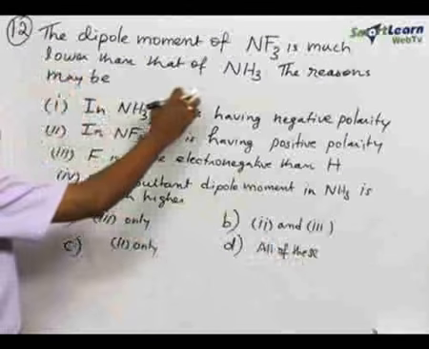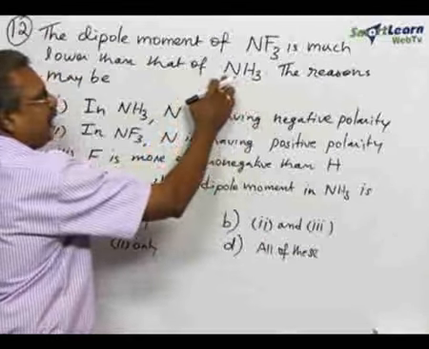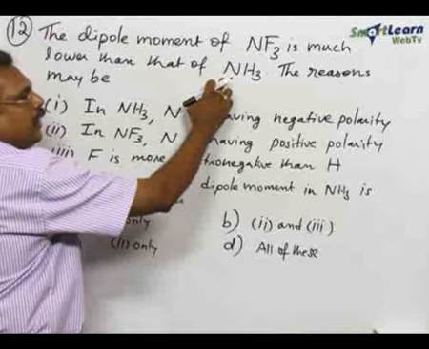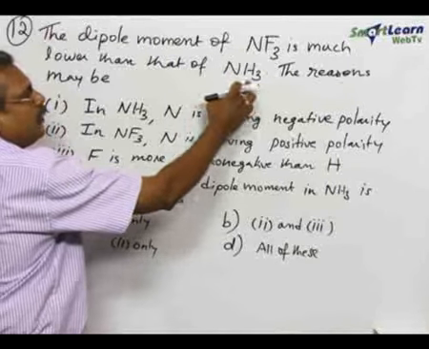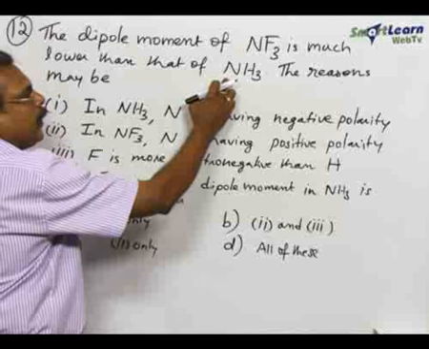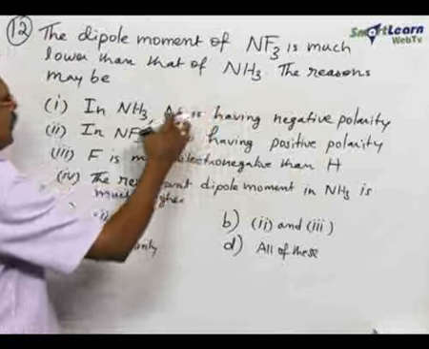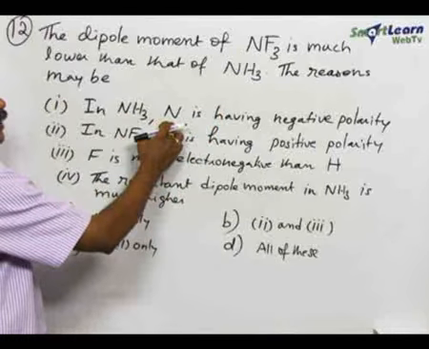Now if you analyze that, in NH3, nitrogen is electronegative, more electronegative than hydrogen. Therefore, nitrogen attains negative polarity, hydrogen positive. So that is given here. N is having negative polarity.